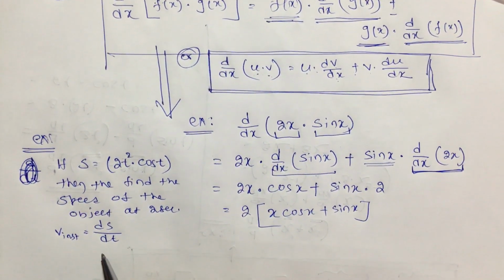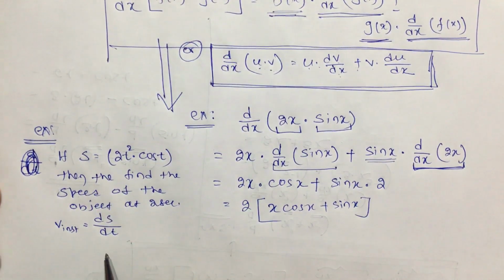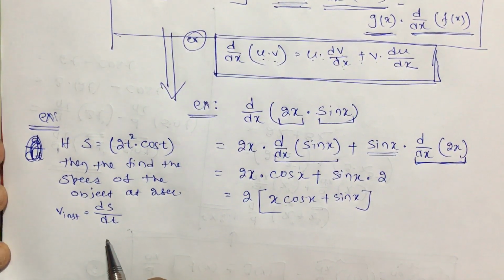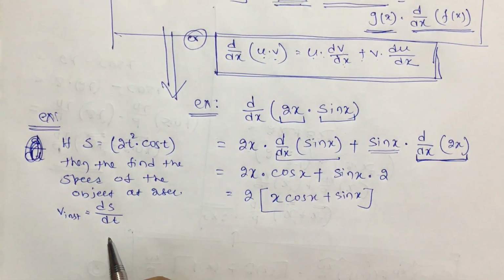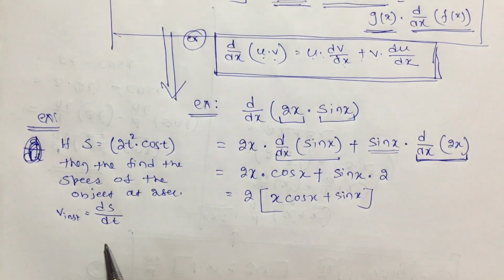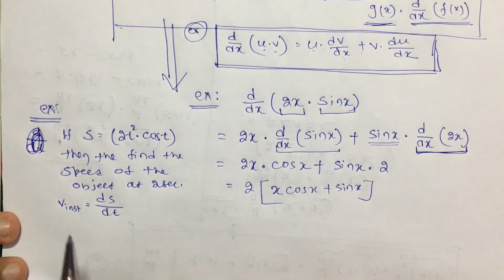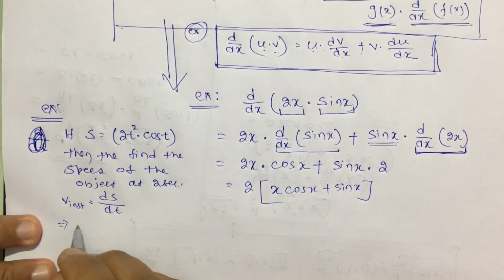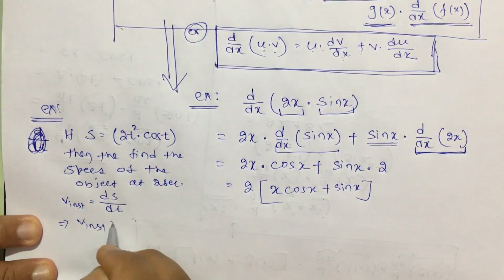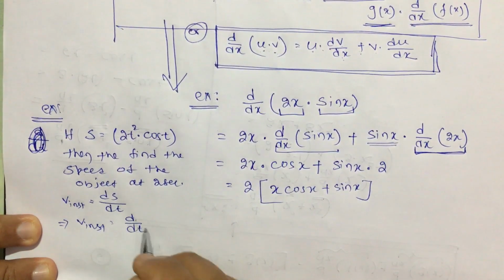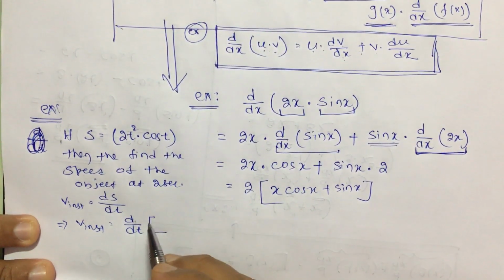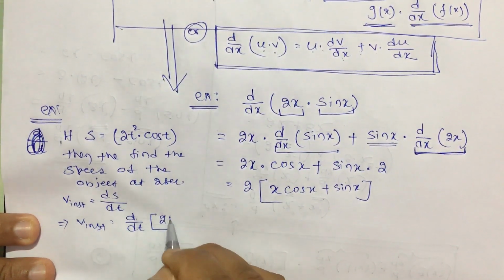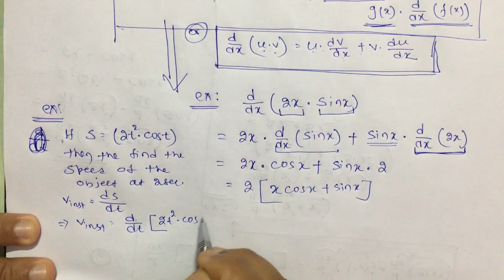At 2 seconds means it is instantaneous speed. I have told that average speed cannot be found at a particular point. For finding average speed, there should be 2 times mentioned. Find the average speed between 2 to 3 seconds, between 1 to 2 seconds, like that. But here it is asking about speed at 2 seconds, which means it is instantaneous speed. So to do that, it will be d by dt of this s, or 2t square into cos t.